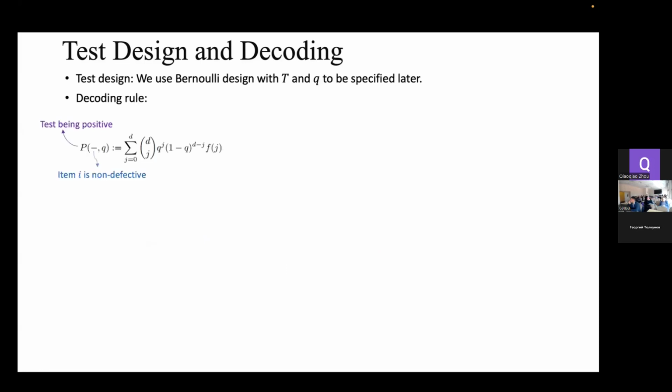How? In order to describe our decoding rules, I have to define 2 parameters. The intuition is that the first case is where item i is non-defective.